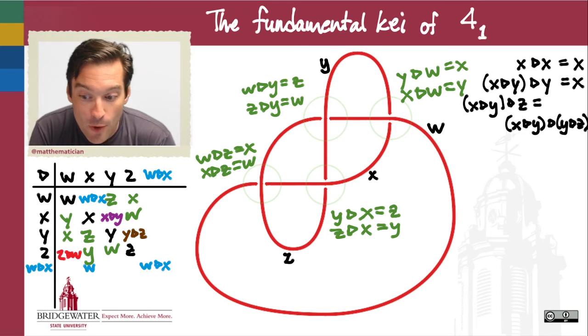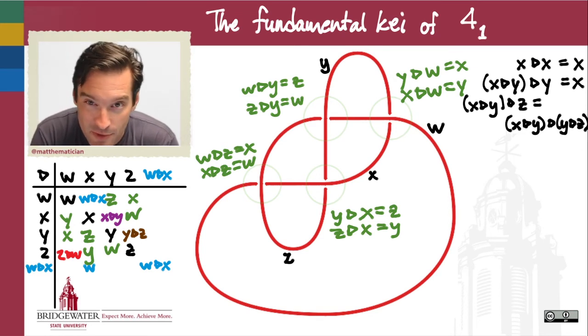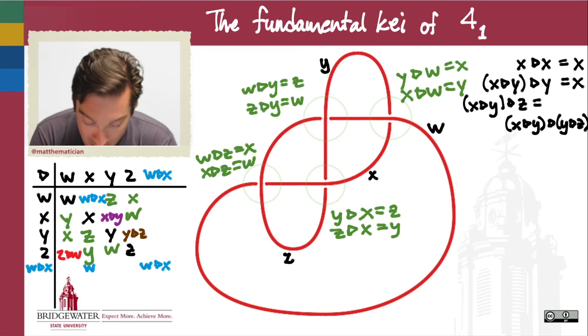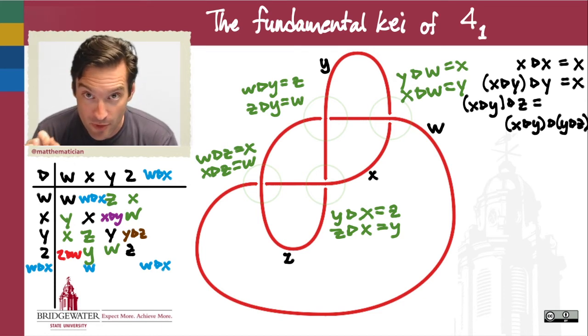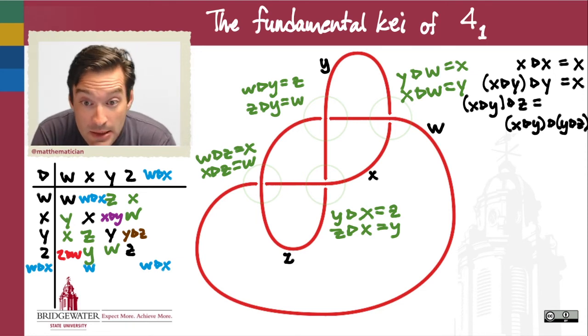I believe, and don't quote me on this because I haven't finished this calculation for a little while, this might be one thing I ask you to explore a little bit over the next few days. I believe that the fundamental Kei for the figure 8 ends up having, I think it's 8 elements instead of 6.